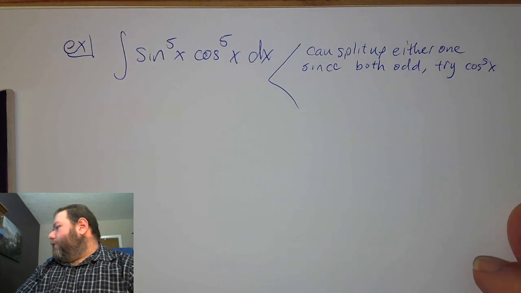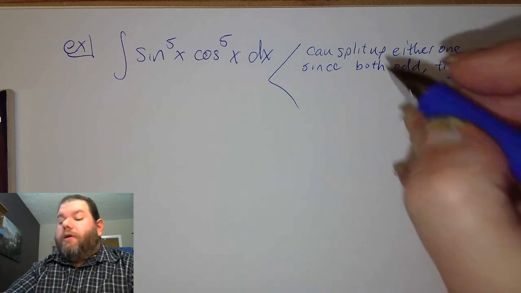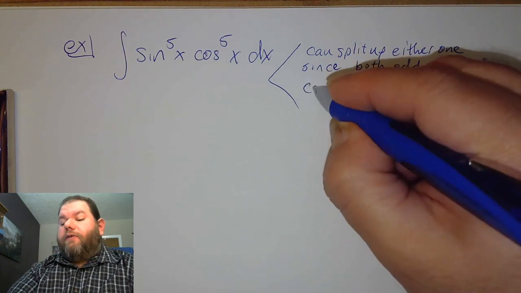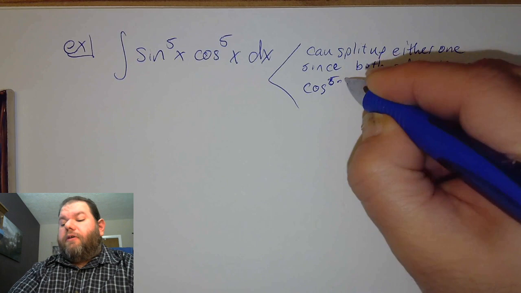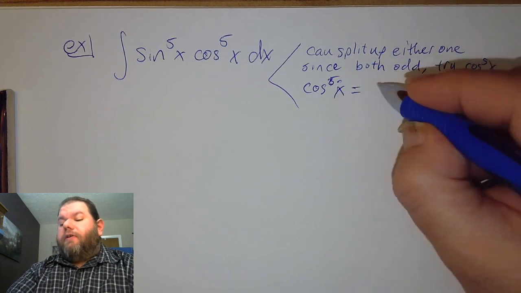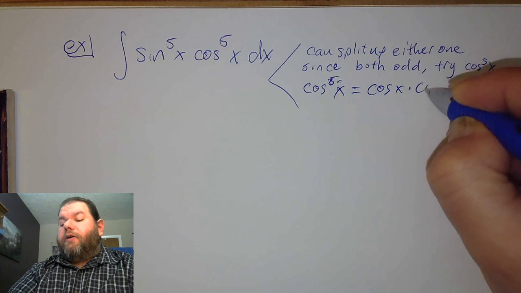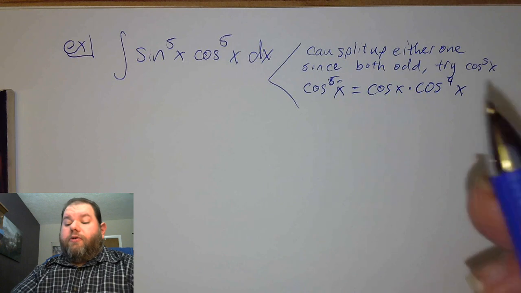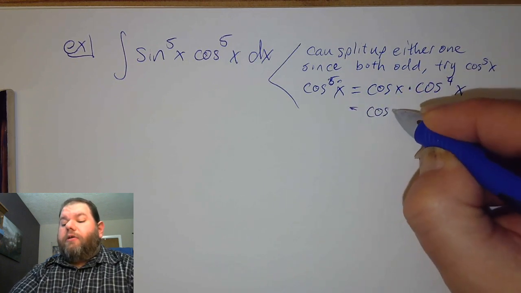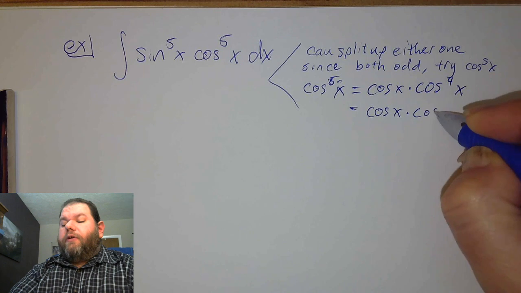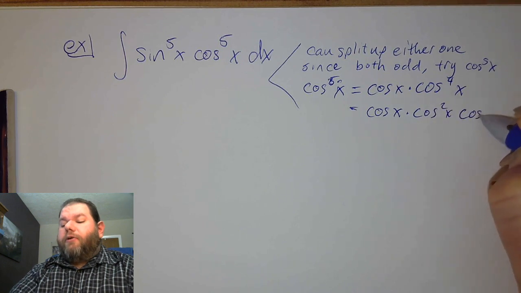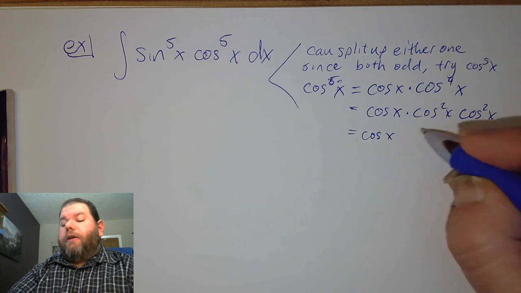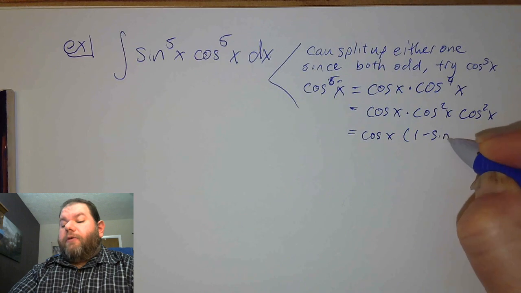So we could split up either one since both are odd. Well, this time let's try cosine to the fifth. So we'll say cosine to the fifth of x is equal to cosine x times cosine to the fourth of x. Now cosine to the fourth is cosine squared of x times cosine squared of x, and then each of those cosine squares we'll make into 1 minus sine squared of x.